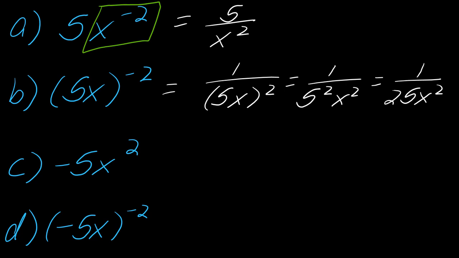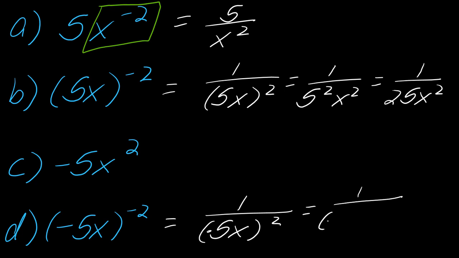Okay, so I've got two separate issues. I've got a negative number and I've got a negative exponent. But first I want to deal with the negative exponent. So I'm going to rewrite this as 1 over negative 5x squared. And now what? Now I can go ahead and evaluate this. So this becomes 1 over negative 5 in parentheses squared and x in parentheses squared.